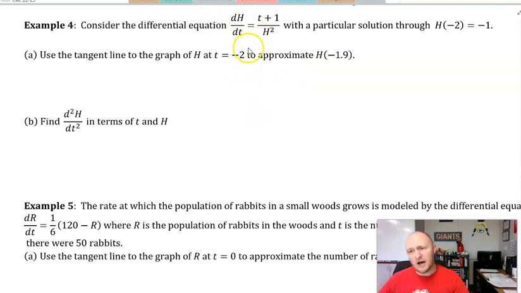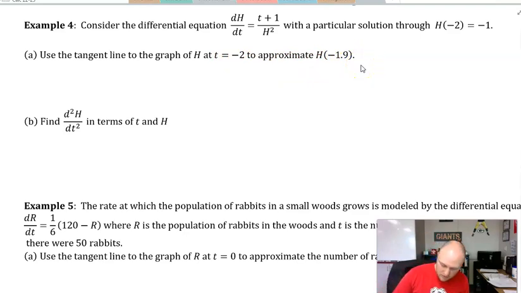Isn't it usually dy dx? So in this case, our dependent variable is h. Sometimes it'll represent like heat. This could be whatever the context is. Example 4. Consider the differential equation with a particular solution through h of -2 equals -1. Use the tangent line to the graph of h at t equals -2 to approximate h of -1.9.